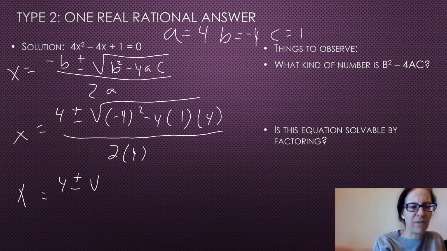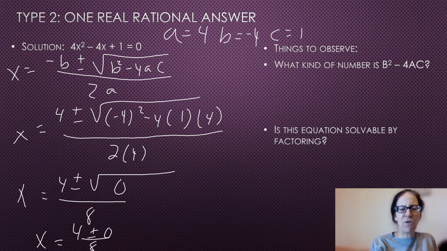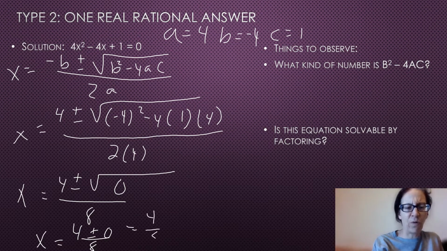Okay, so what do we have going on in here? We have 16 minus 16. That is 0. Over 8. And the square root of 0 is 0. So essentially, if you add 0 and you subtract 0, that's exactly the same thing. So we're left with 4 over 8, which simplifies to 1 over 2. So let's confirm this. I have one answer, 1/2.